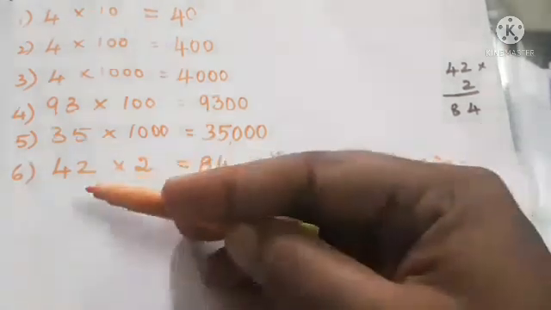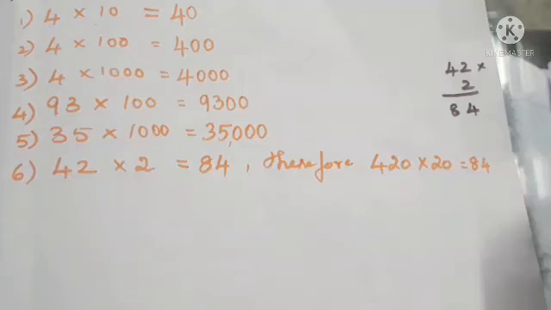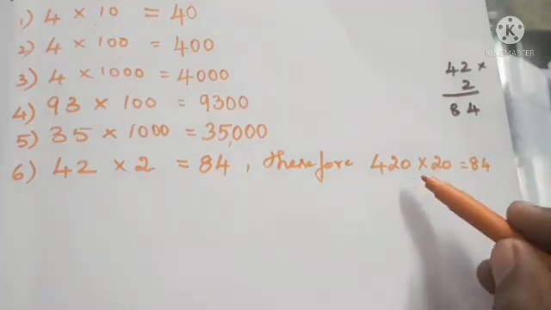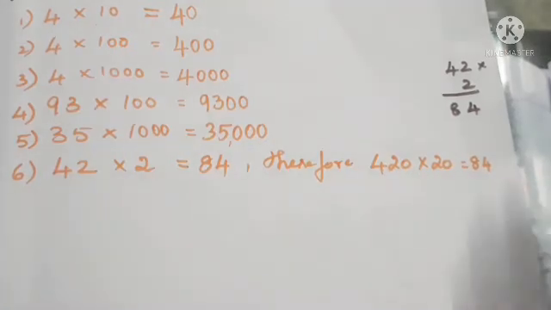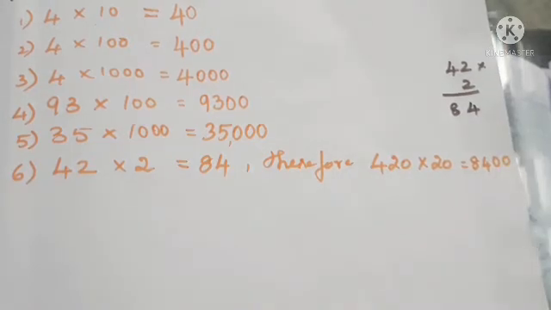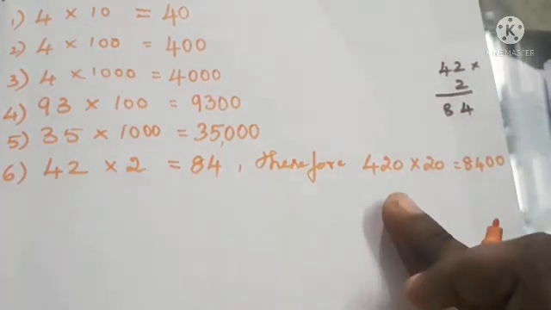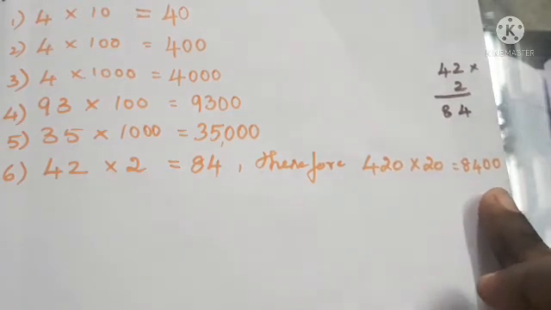So we know 42 by 2 means what's the answer? 84 is the answer. 42 into 2 is 84. And remaining we have here one 0 and here one 0. Just we have to write the 2 zeros at the back of that 84. So we have multiplied the 420 by 20, so our answer is 8400. Okay, 8400. Have you understood, ma'am?